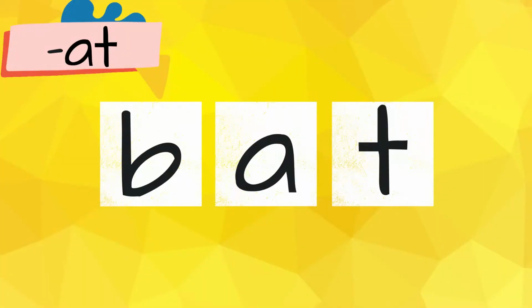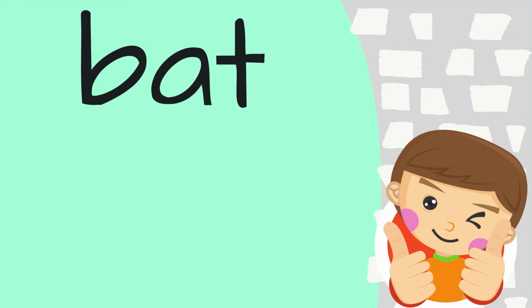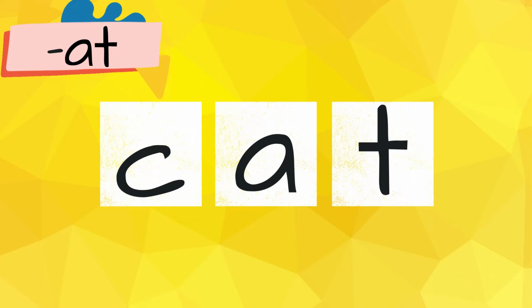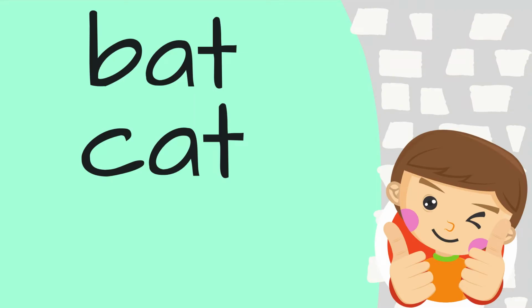At. Let us now combine consonant letters in at. B, A, T. Bat. Bat. K, A, T. Cat. Cat. Let's read again the first two words. Bat. Bat. Cat. Cat.